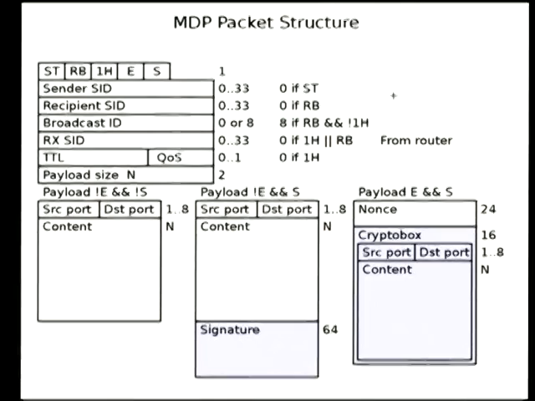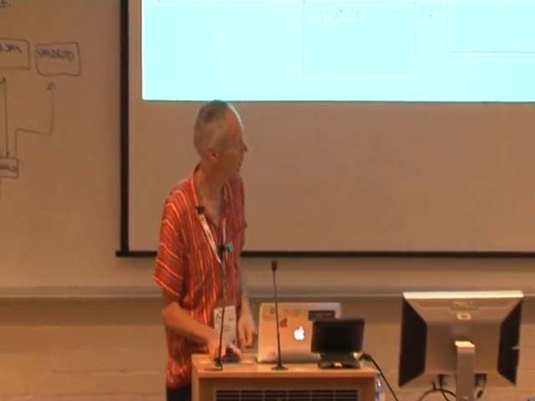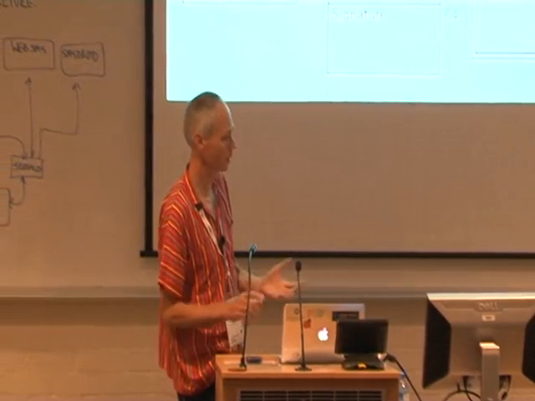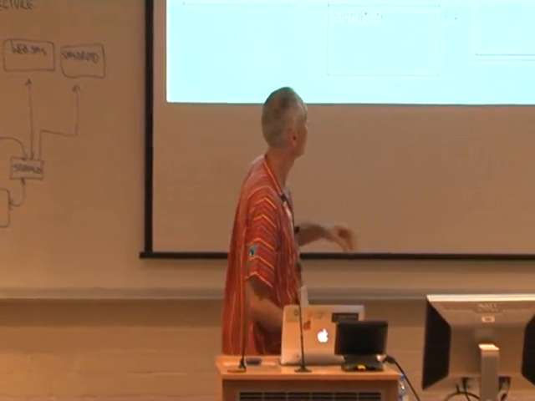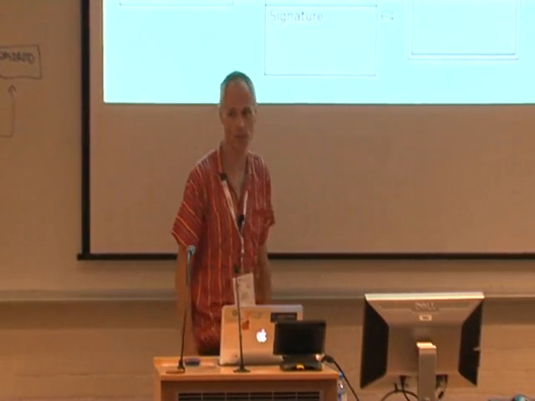If it's encrypted and signed, it goes through the crypto box, which is the elliptic curve cryptography encryption, which encrypts and signs in the same operation. And then the port numbers and the content are no longer visible except to the recipient.